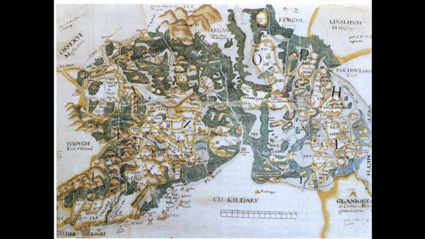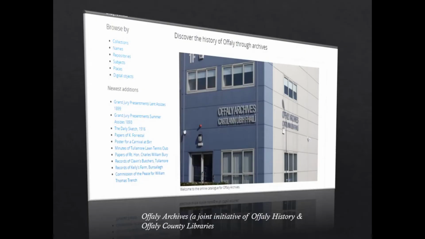Sources for Offaly history are located from Ballycumber to Belfast and from Edenderry to Edinburgh and beyond. A presentation of this type as recently as 2013 was something very different, owing to the fact that in the last decade we have witnessed the development of Offaly Archives, a joint initiative between Offaly History and Offaly County Libraries. Whereas in the past the researcher may have begun their research journey at the National Archives of Ireland or the National Library of Ireland, now their first step will always be Offaly Archives.